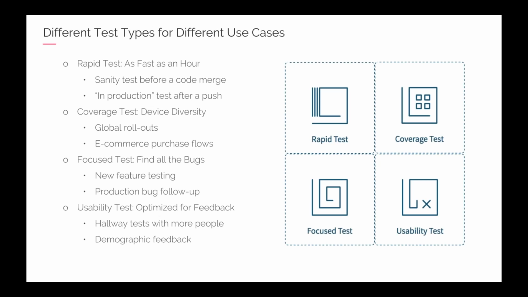And this is the second and last misconception that people sometimes have about crowd testing. It's not one kind of test for one kind of customer. There's actually 4 different types of tests that we specialize in. One is what we call a rapid test.